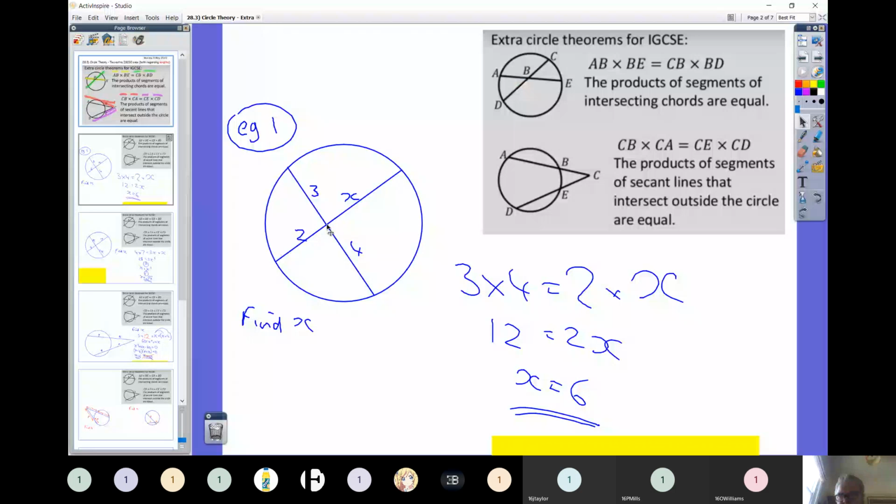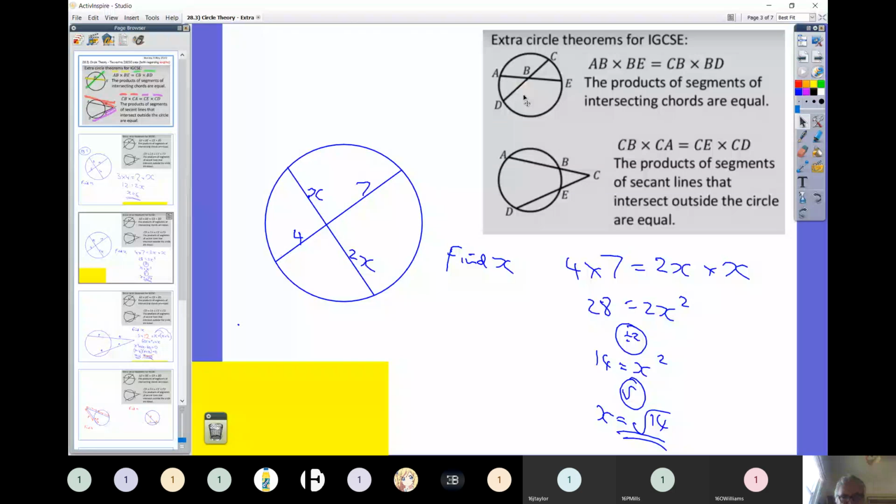And again here, this is slightly dressing it up, making it a bit more algebraic, but the maths is still exactly the same. x times 2x equals 4 times 7. So 28 equals 2x squared. Divide by 2, square root, and we can see that the length x must be the square root of 14. So that times that equals that times that.